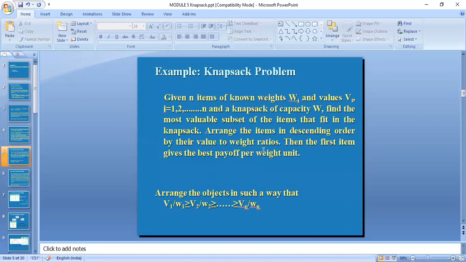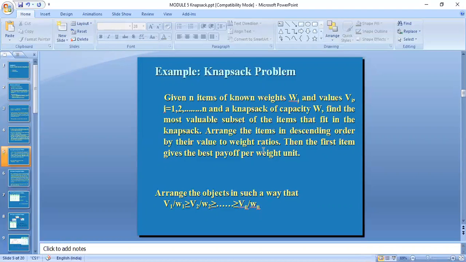So now we are going to the next example. The previous example seen here was your assignment problem, which is a minimization problem. Now we move on to the next example, that is your knapsack problem. The knapsack problem is a maximization problem.